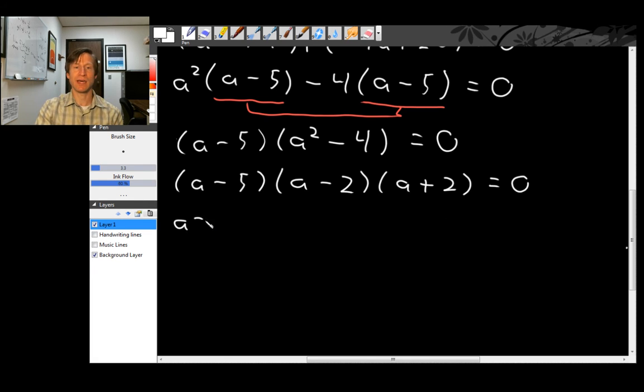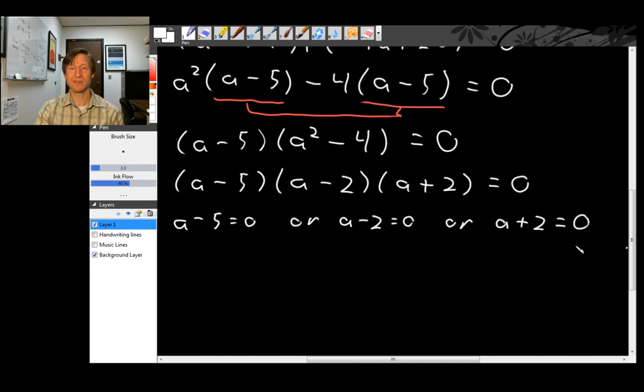So either a minus 5 is equal to 0, or another possibility is a minus 2 is equal to 0, or another possibility is that a plus 2 is equal to 0. And now we have 3 linear equations. But we can solve each of them separately. So for this first one, we'll add 5 to both sides. And we get a equals 5.